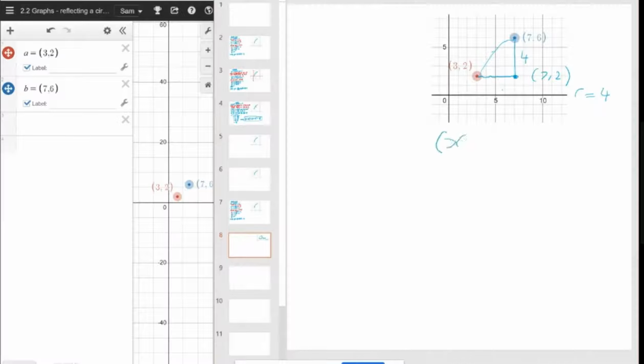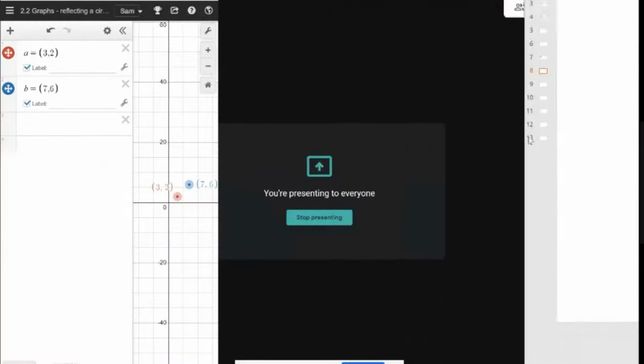It's just going to be (x minus 7) squared plus (y minus 2) squared equals the radius squared, so equals 16. I'm going to pop that into Desmos, and then we're going to talk about how to reflect it all over the place.